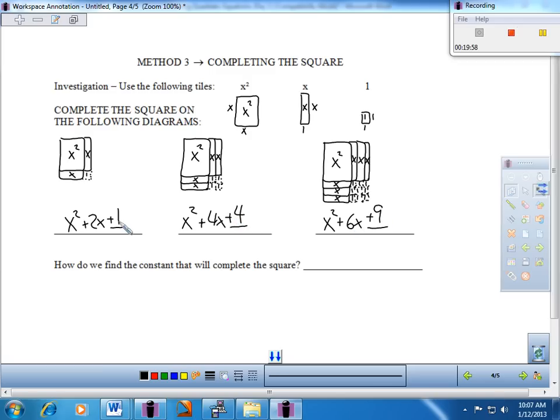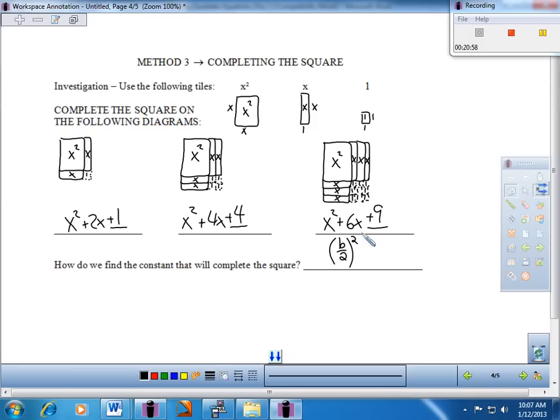If you notice, the 1 and the 4 and the 9 are all perfect squares, aren't they? I think I kind of gave that away by saying perfect square trinomials. This is 1 squared. This is 2 squared. This is 3 squared. So if you take a look at it, it looks like I would have to divide this by 2, then square it. Divide that by 2, then square it. Divide that by 2, and then square it. And that's it. As a matter of fact, we take our b, divide it by 2, and then square.